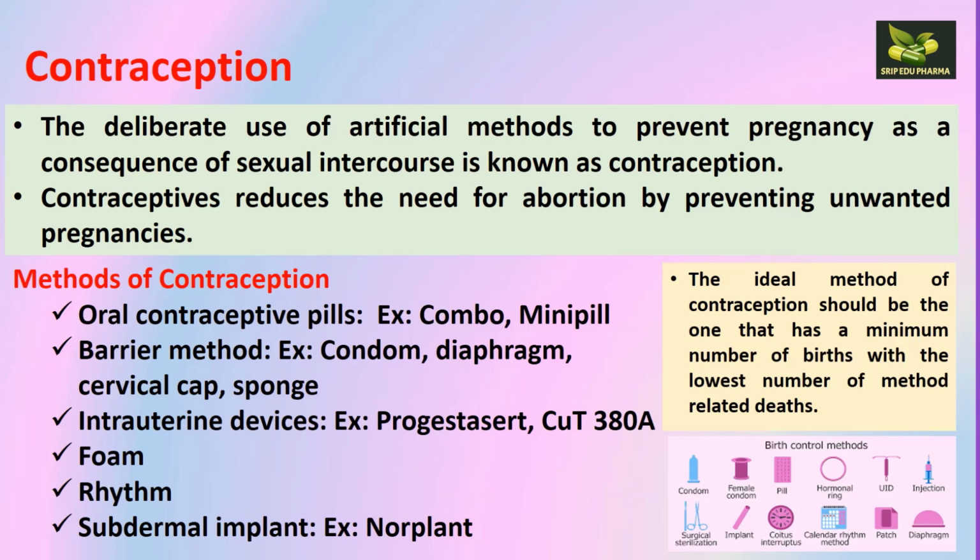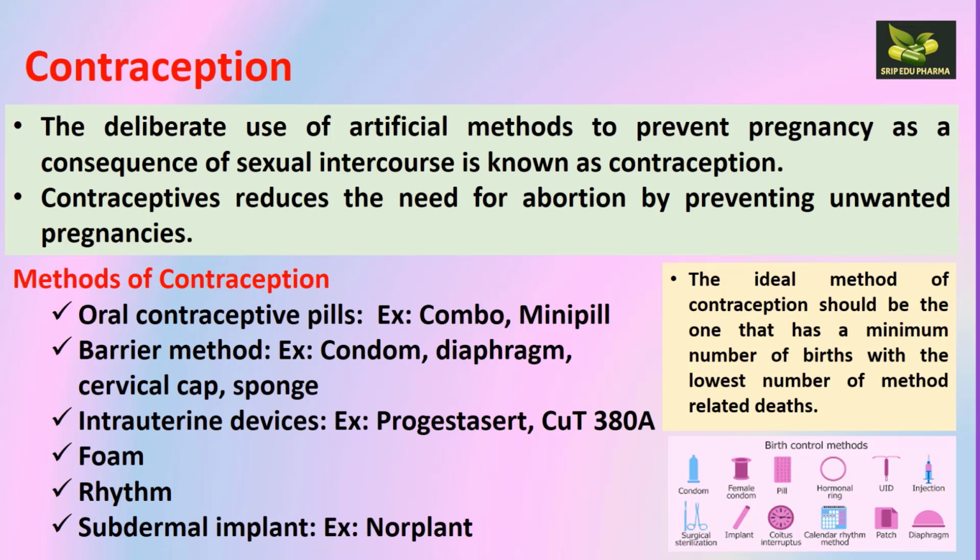So before discussing intrauterine drug delivery, we will initially discuss what is contraception and what are the various methods of contraception. Basically, the deliberate use of artificial methods to prevent pregnancy as a consequence of sexual intercourse is known as contraception. And contraceptives are the ways to reduce the need for abortion by preventing unwanted pregnancies. Now there could be various types of reasons for this, like when the girl is below age, or any couple doesn't want the baby, or there can be various other social reasons because of which they don't want the pregnancy to be sustained. So for that reason, to prevent pregnancy, the contraceptives are used.